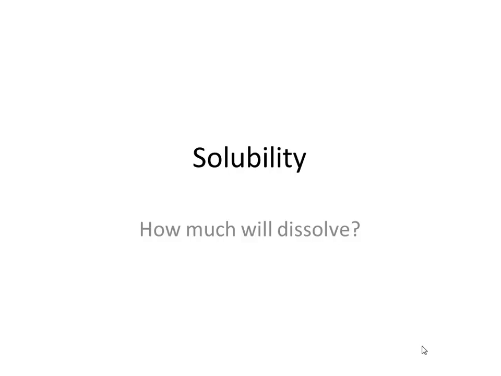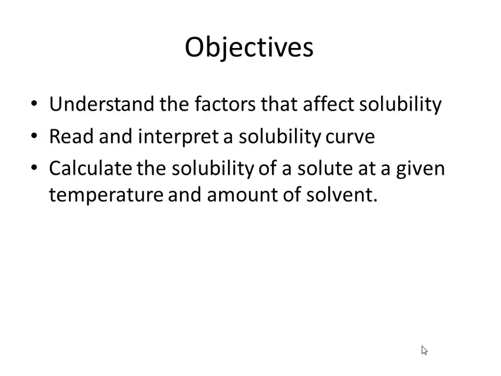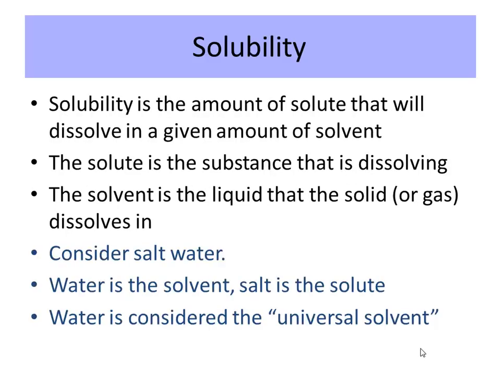Today we're discussing solubility, which is effectively how much will dissolve. So the big idea here is the different factors that affect how much will dissolve. So here are our objectives. So copy these down real quick. Solubility is the amount of solute that will dissolve in a given amount of solvent. Did you write this down? So solubility is the amount of solute or solid that will dissolve in a given amount of solvent.